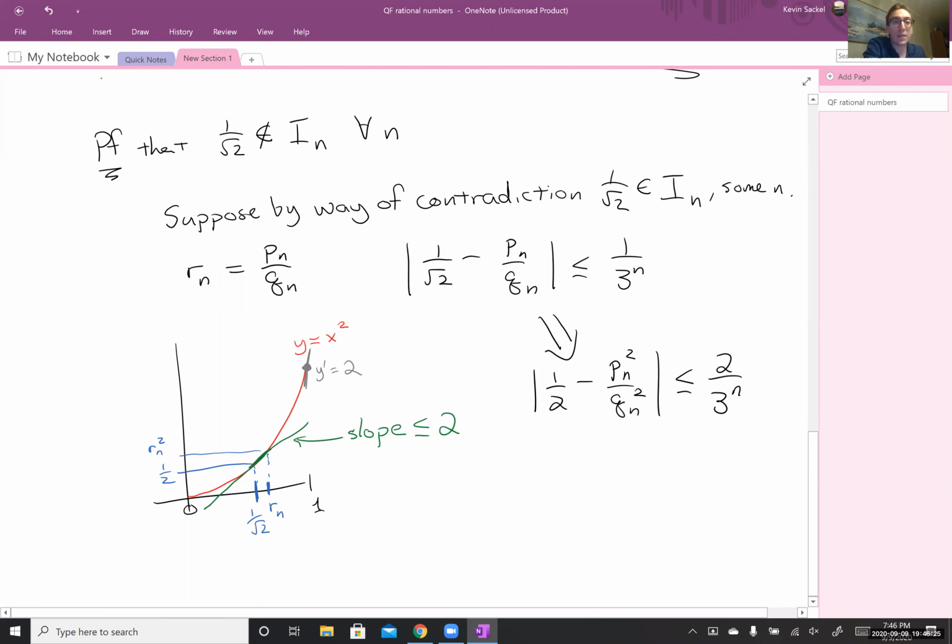So now let's look at this inequality. Looks like we haven't made much progress, but the thing that you'll notice now is that nothing is irrational. And since nothing is irrational, we can multiply out by 2n Qn squared to clear denominators, and we find that the absolute value of Qn squared minus 2Pn squared is less than or equal to 4 times Qn squared over 3 to the n.